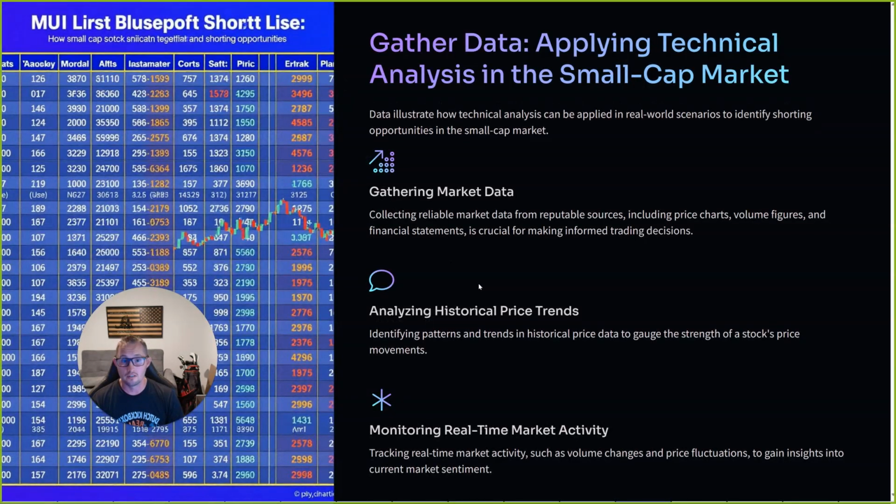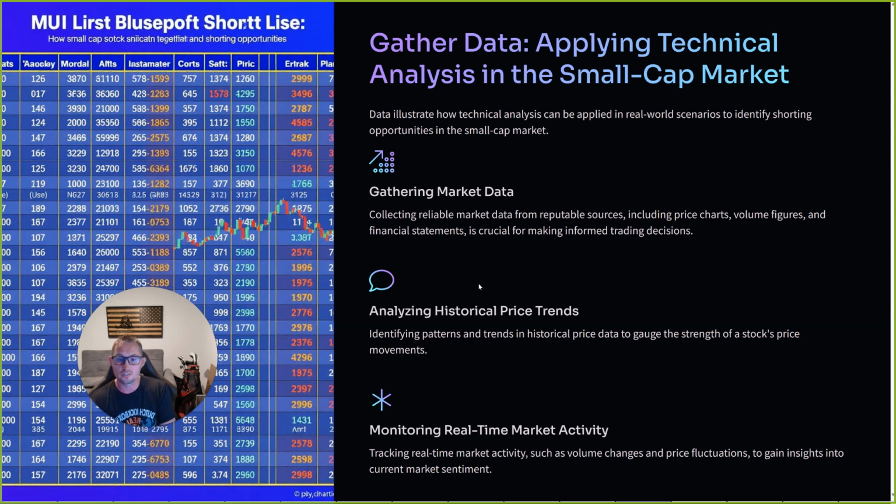Then gather data. Applying technical analysis in the small caps market. Data illustrates how technical analysis can be applied in real world scenarios to identify shorting opportunities in the small cap market, or tell you how many of your trades worked, what targets got hit, what time of day, how many of these stocks are a multi-day runner. There's so many different things you can plug into this that will help you have an edge. If you don't have an edge in trading, you're not trading, you're gambling. Gather market data.